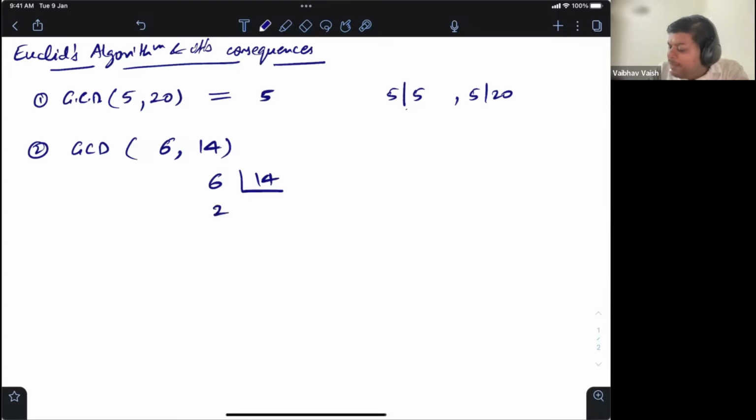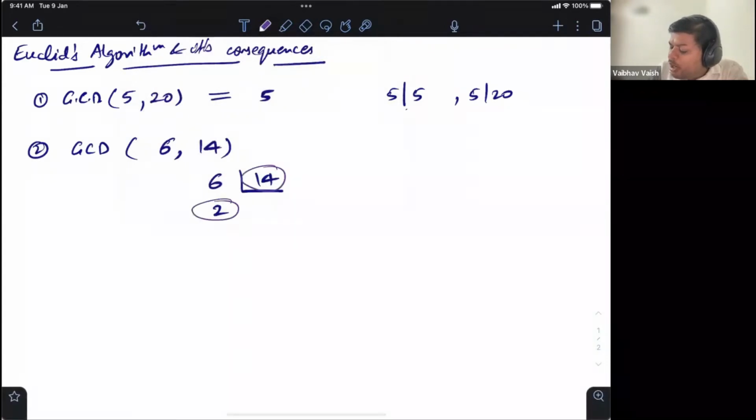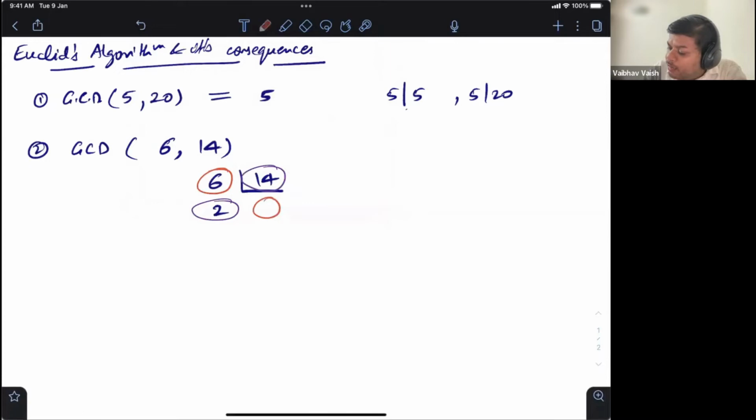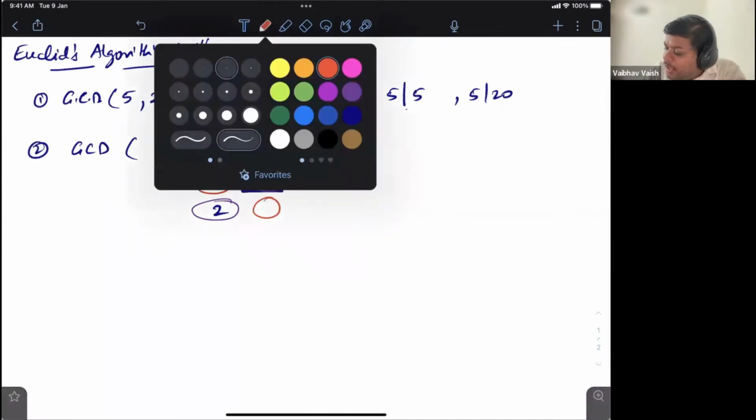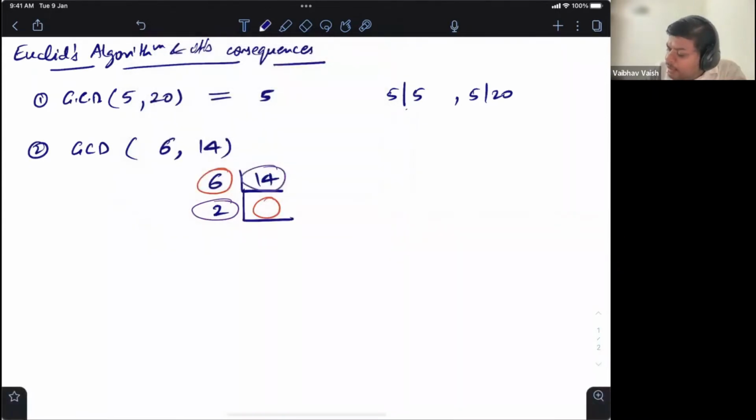You replace the larger of the numbers, 14, by the remainder you have got, and the smaller of the numbers, which is 6 in this case, will appear here now. Let me draw it. And you have 6 here. Now 6 is indeed divisible by 2, and therefore you have no remainder, and therefore you say the GCD is 2. GCD of 6, 14 is 2.